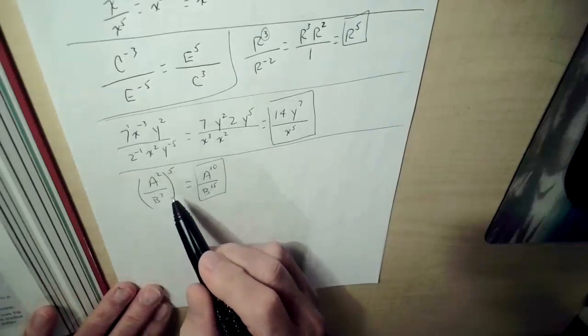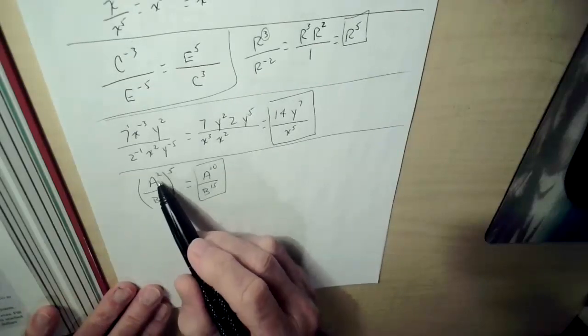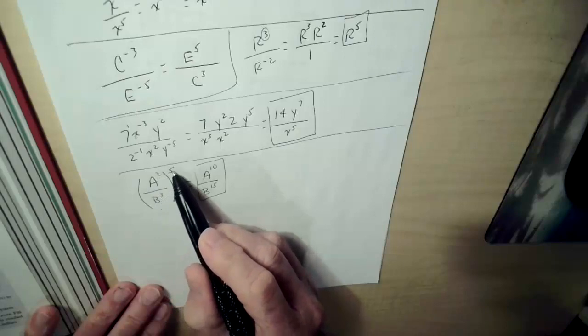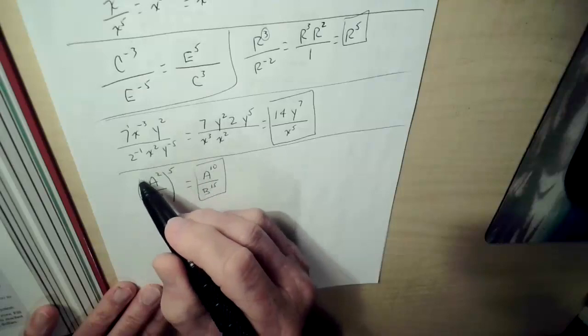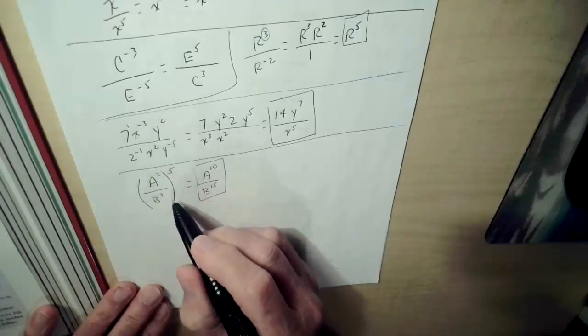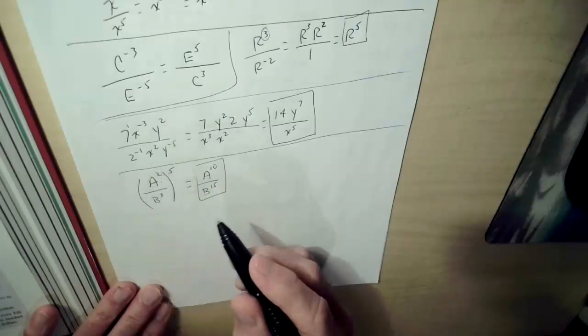When you have, again, a power raised to a power, when you have an exponent raised to an exponent, you multiply the exponents. And remember, the parenthesis makes this one number.